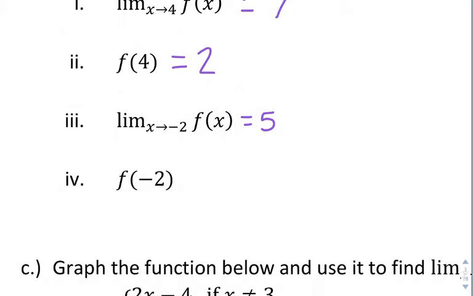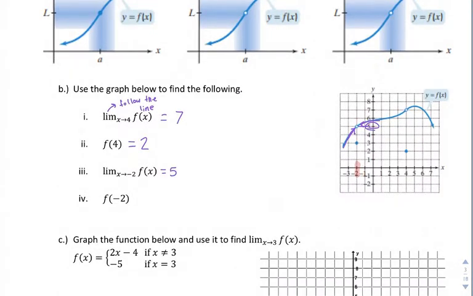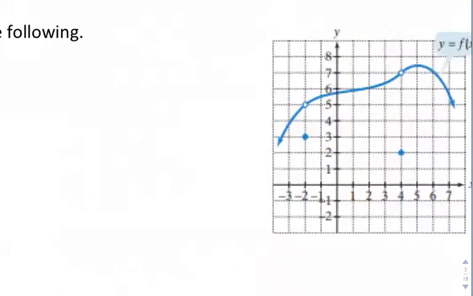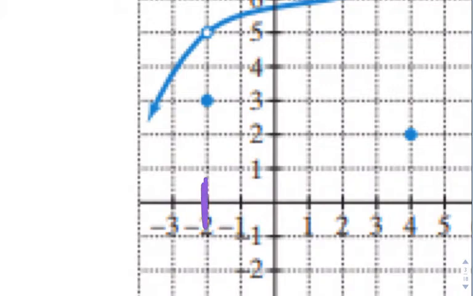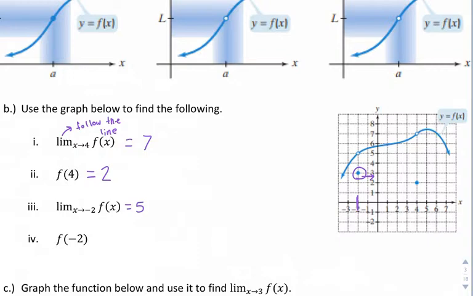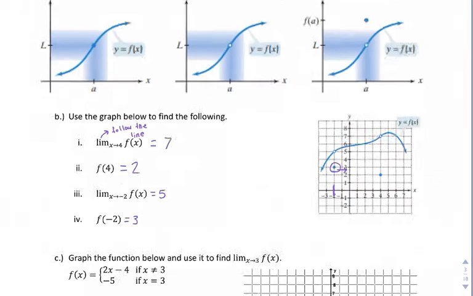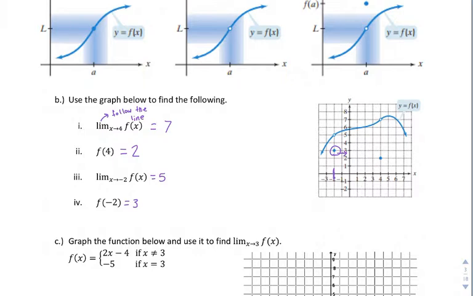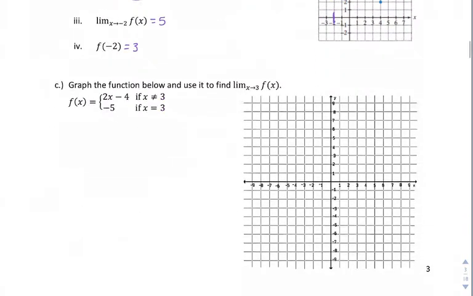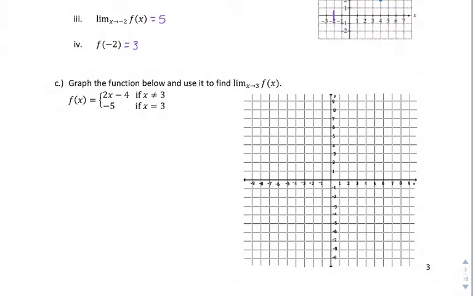However, that's different than f of negative 2. So if I'm looking at the actual value on negative 2, I have to look for a closed circle, and that would be 3. So f of negative 2 is 3. So again, you might be asked to do a piecewise function. So let's look at this one. We're going to graph and then use the limit to find x approaches 3.